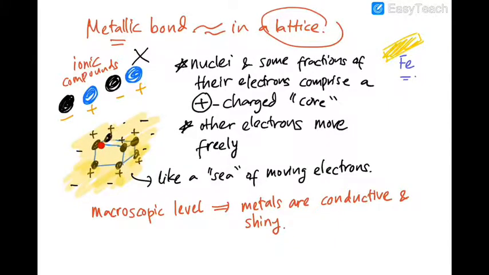And in the core part, we have mainly nuclei, which is positively charged, and also a little bit of fractions of the electrons. So this is the second type of bond. The first one was the ionic compound, and now this is the metallic bond that, of course, you can see in pure metals: Fe, nickel, chromium, zinc, and so on. Any kinds of metals that you can think of.